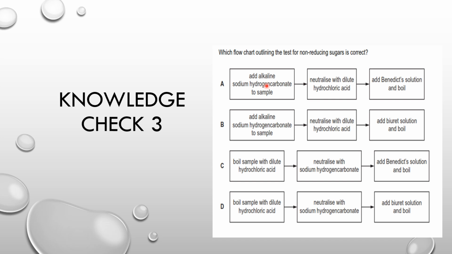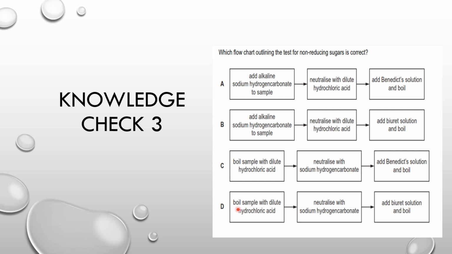Okay, look at it. So A can be eliminated, all right, because you don't start with adding alkaline. Now the second one, I don't start with alkaline either. So what did you boil with dilute hydrochloric acid? So A and B are eliminated, C and D remain. Let's work them out. Boil sample with dilute hydrochloric acid to hydrolyze sucrose, yes. Then neutralize with sodium hydrogen carbonate, yes. And then add Benedict solution and boil. Good. This C is the answer.